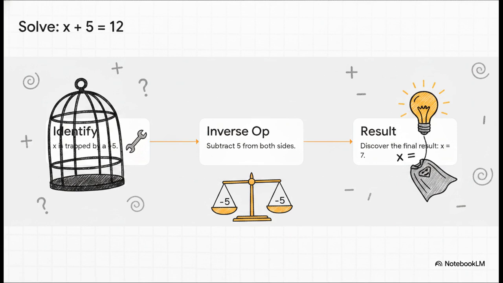Step 2, time to apply our toolkit. The inverse operation of adding 5 is subtracting 5. Following our golden rule, we subtract 5 from both the left and right sides. 12 minus 5 brings us to step 3, discovering our final result, x = 7. Boom! We've successfully freed the variable.